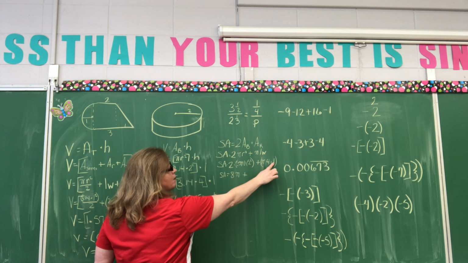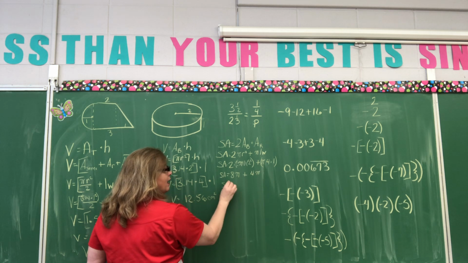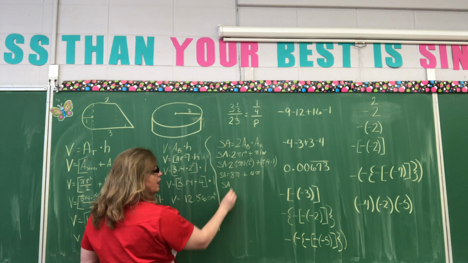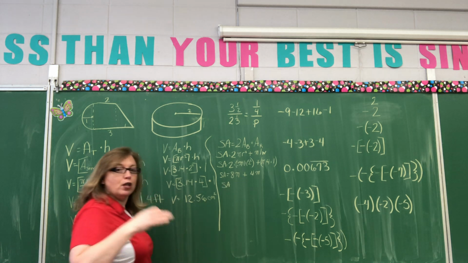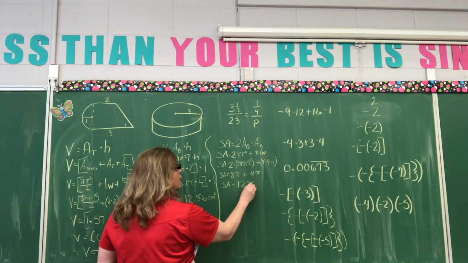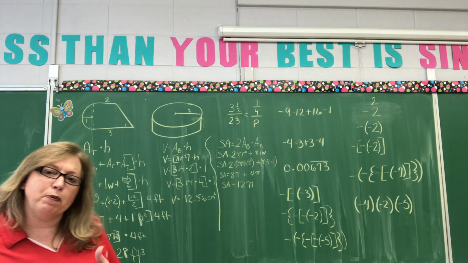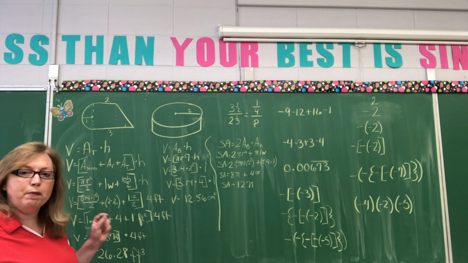Then I have 4 times 1 is 4 times pi. So really what I end up with down here is 8 pi plus 4 pi, which equals 12 pi. Now what am I going to do? Now I'm going to multiply 12 times 3.14.